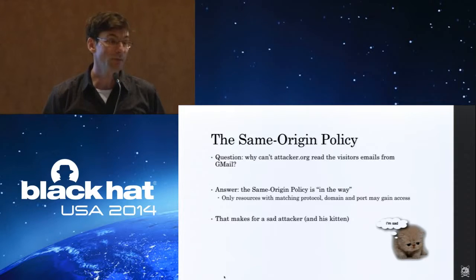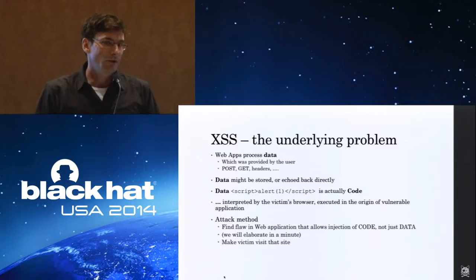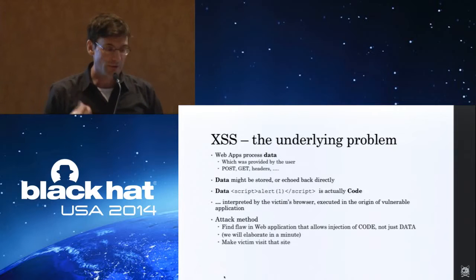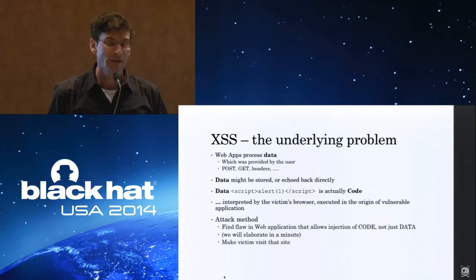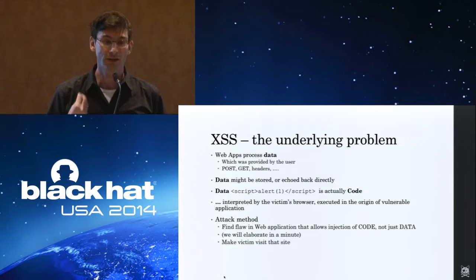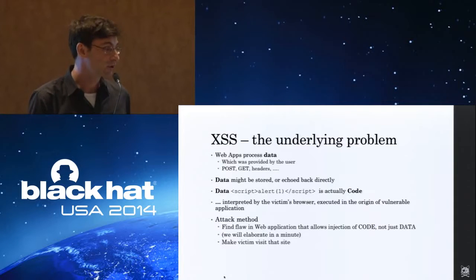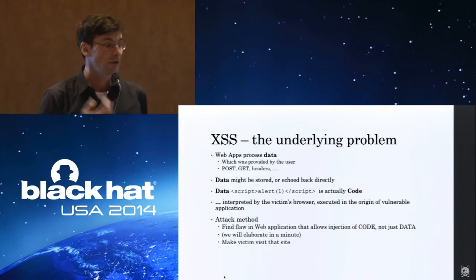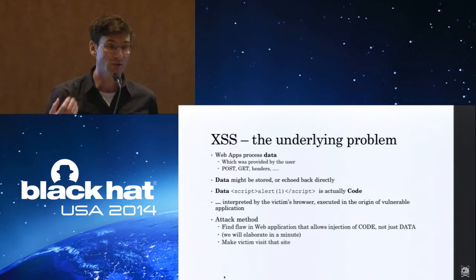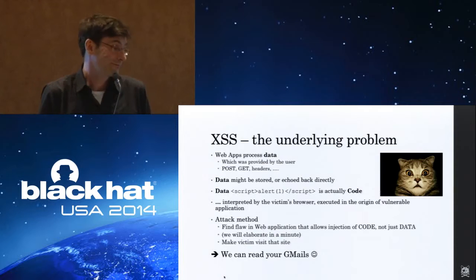How do we get around the same origin policy? The main way of getting around this is called cross-site scripting. In the context of this talk, you only have to remember that cross-site scripting is a code injection vulnerability that allows the attacker to run JavaScript code under the origin of the attacked web page, or the vulnerable web page. Hence, if Gmail had a cross-site scripting vulnerability, which more or less is a way for the attacker to inject HTML and JavaScript into the Gmail application, he would be able to execute JavaScript under the origin of Gmail, and the attacker would be able to read your Gmails.